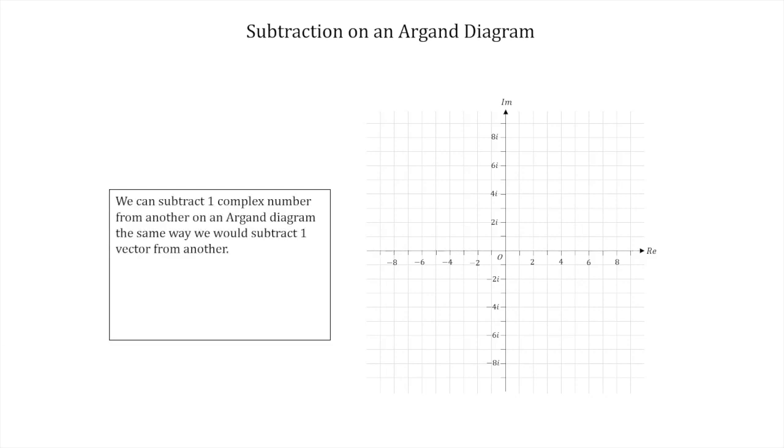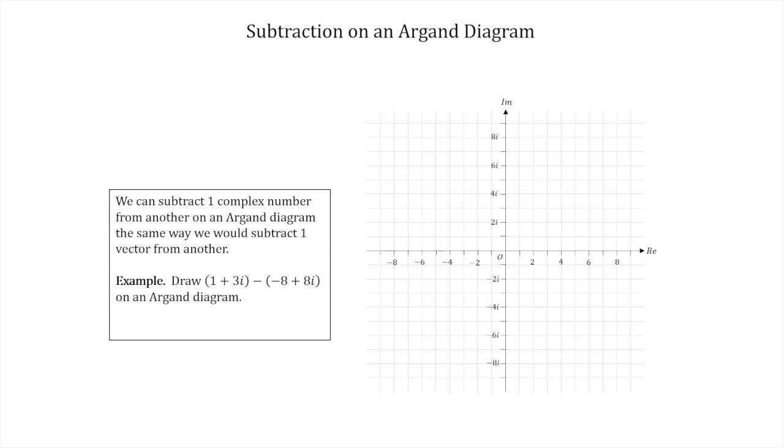So we can subtract one complex number from another on an Argand diagram, the same way we would subtract one vector from another. So let's try this example. We're going to draw 1 plus 3i minus 8 plus 8i on an Argand diagram. Now, once again, we can check what the answer should be by just doing the subtraction in the normal way.